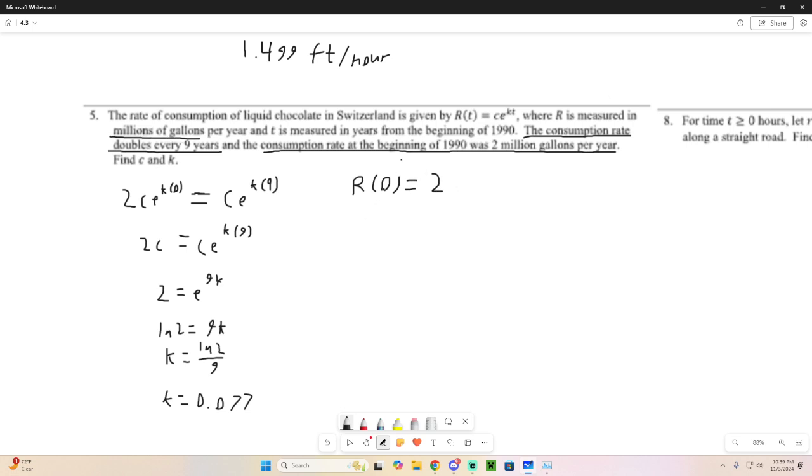So r of 0 is just C e^(k·0), so let's go ahead and write that down: k times 0, and then we know that's equal to 2. So k times 0 is 0, e to the 0th power is just 1, C times 1 is just C, so that means C is equal to 2 as our second answer. So these are our two answers.